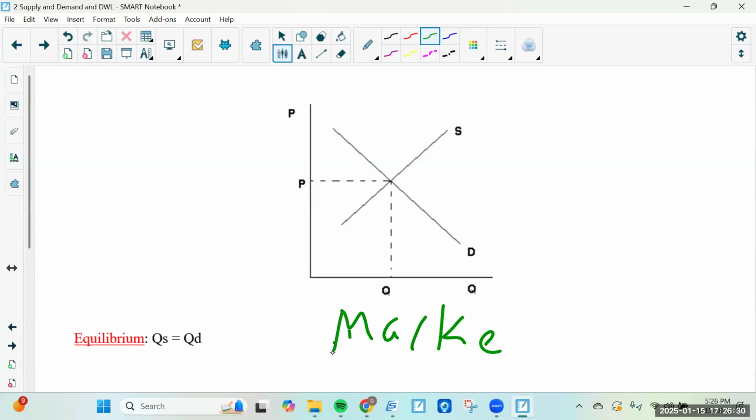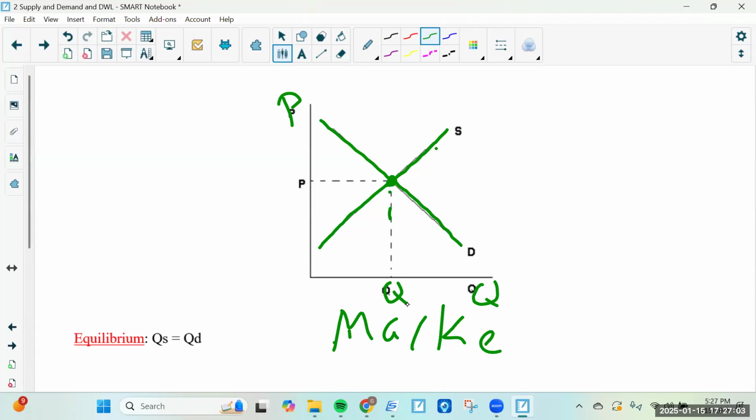A market consists of an upward sloping supply curve and a downward sloping demand curve. And of course, your axes are labeled P and Q. What you then do is find this point right here. At that point, the quantity supplied, which comes from the supply curve, is equal to the quantity demanded. This is what we call equilibrium. And from that, we draw dotted lines down to the axes to show the quantity.